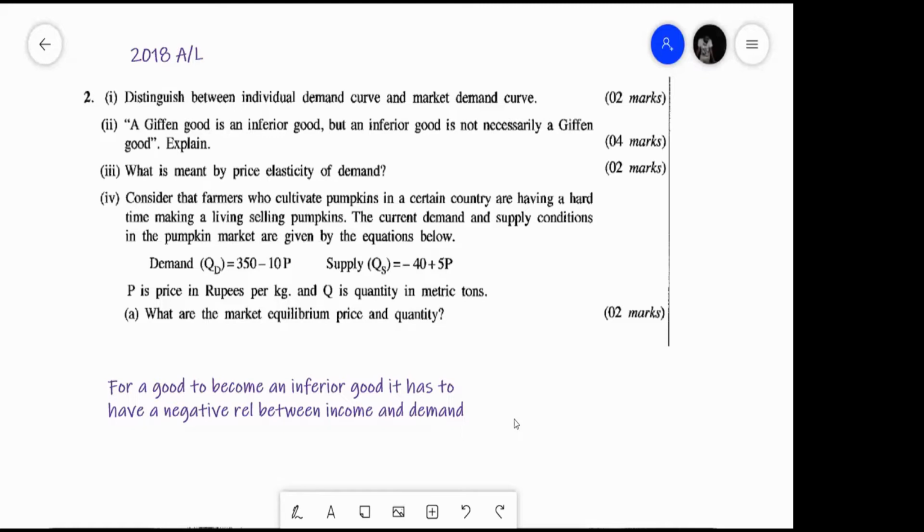Okay, then the third part. The third part asks what is meant by price elasticity of demand. Simple thing, no? Again, a 2 mark question. They are asking you to simply define it. That is all they're asking. For 2 marks, you don't write paragraphs and paragraphs.